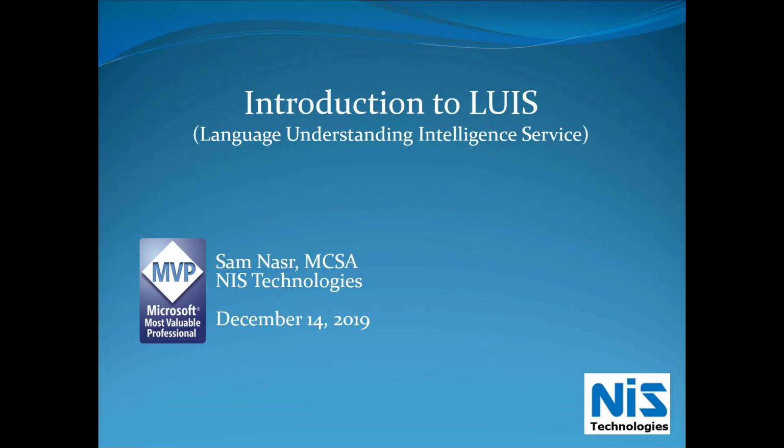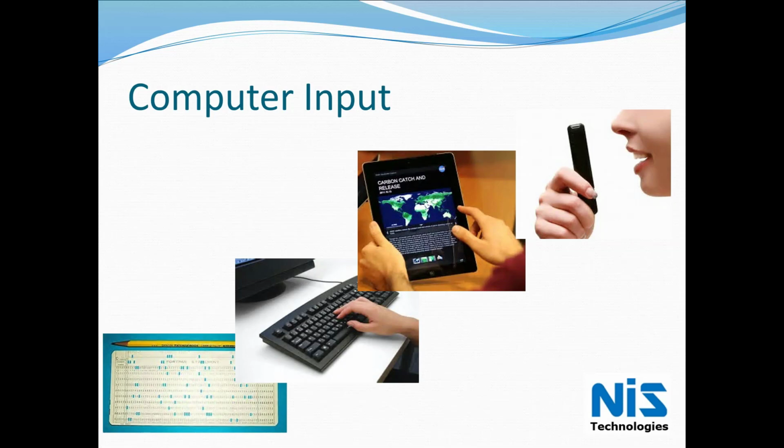LUIS is short for Language Understanding Intelligence Service. And if you look at how we've used computers in the past, basically it's been a progression starting from the lower left going all the way up to the upper right. How many remember what this is? Punch cards, right? We've seen them at museums. Some of us have actually used them.